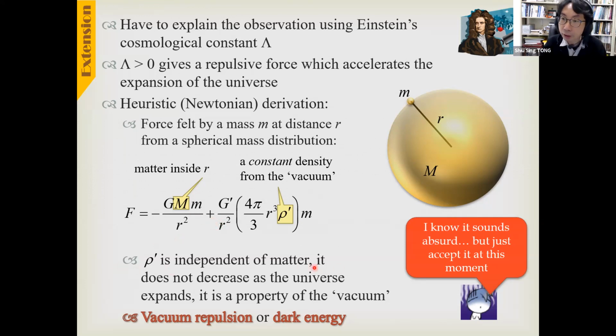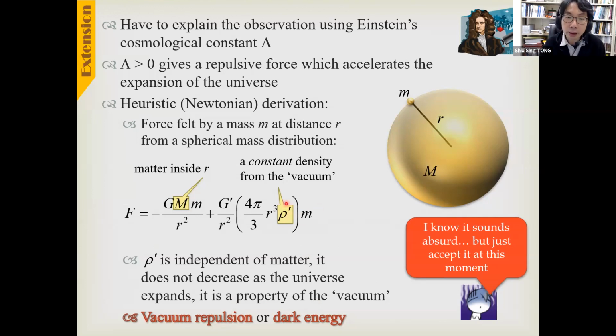Now, rho prime is independent of matter. It's not a kind of matter. It does not decrease as the universe expands. Now, if it's matter, then as the universe expands, the density will get smaller, right? If you have ordinary matter, if the universe expands to a larger volume, the same matter is there, so the density must decrease. But this is a property of the vacuum. So as the universe expands, the density of this stuff will not decrease. Okay, so this is called vacuum repulsion or dark energy. The energy associated with this stuff of repulsion is called dark energy.